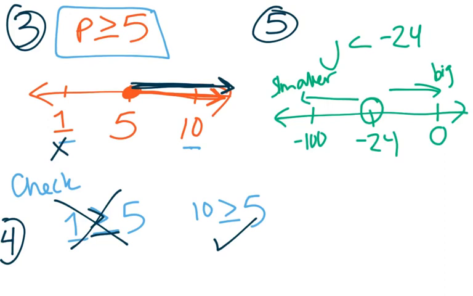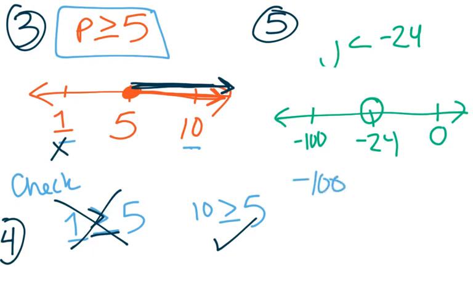All right, let's take those arrows out because we don't want to accidentally confuse ourselves with the direction of our arrows. Okay, there are my two numbers I'm going to check. Great. Actually checking them. Step 4 is, is -100 less than -24?